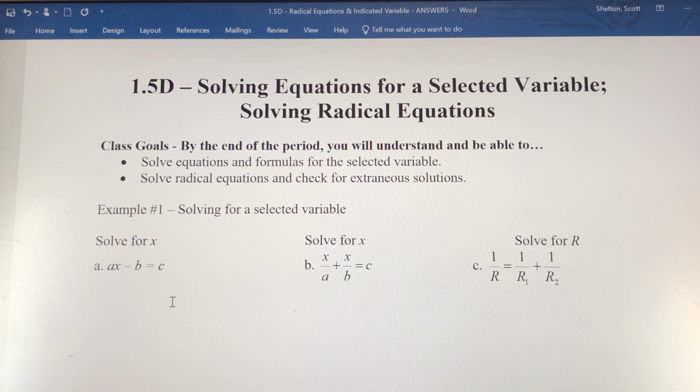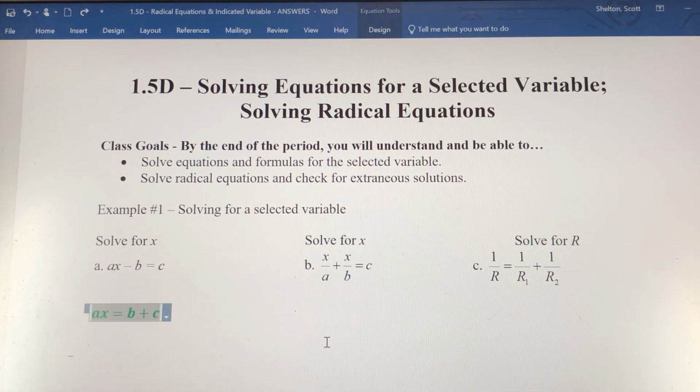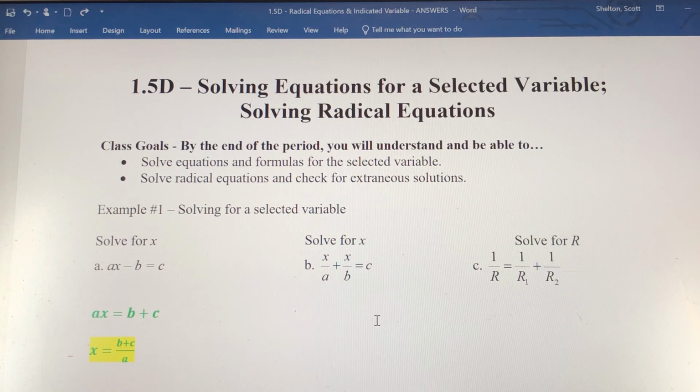We want to solve for X. Just like you did in Algebra 1 when you first learned how to solve basic linear equations, you want to isolate the X. So we're going to go through our algebraic steps to get X by itself. I'm going to move the B over to the right side first, and it changes signs, becoming positive. So AX equals B plus C. Now I'm going to divide by A because I want to get X by itself, and I get X equals the sum of B and C divided by A.